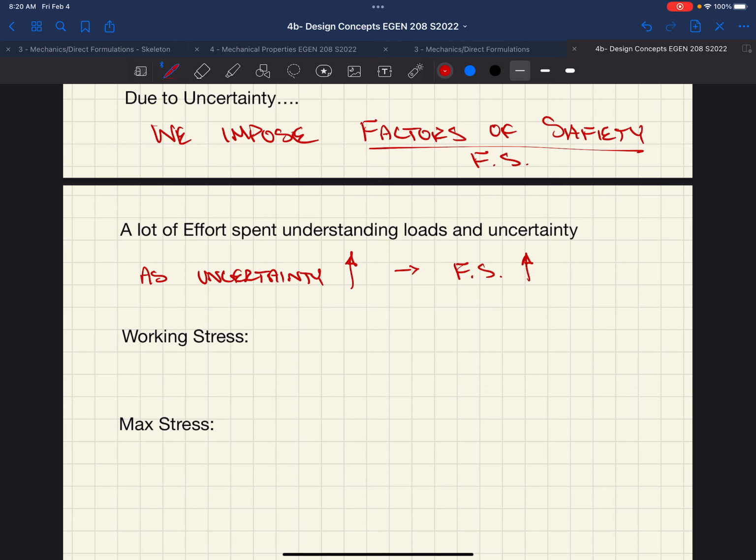Obviously airplanes, right? They need to get off the ground. They can't be too heavy. Cost goes way up so that they can reduce the uncertainty. If they can reduce the uncertainty, they can reduce the factor of safety, right?